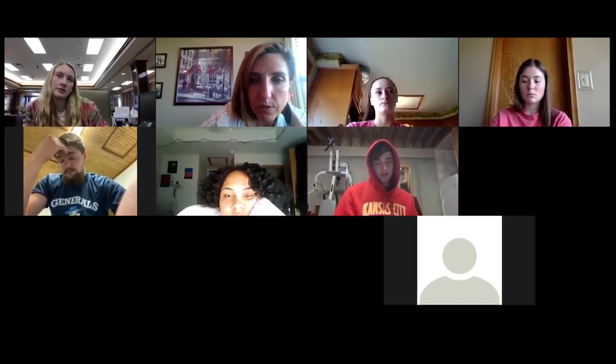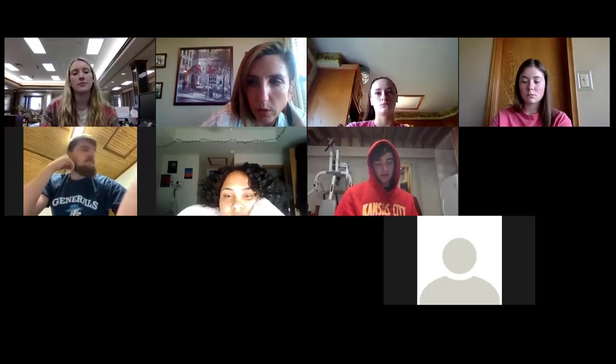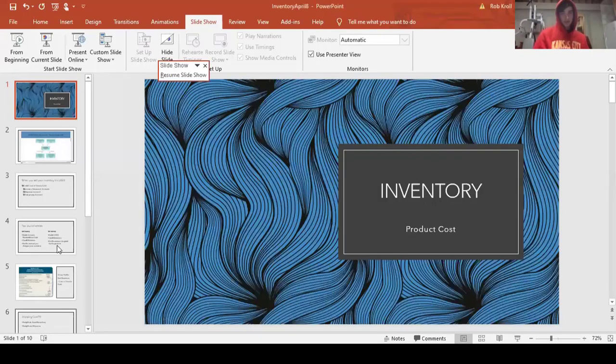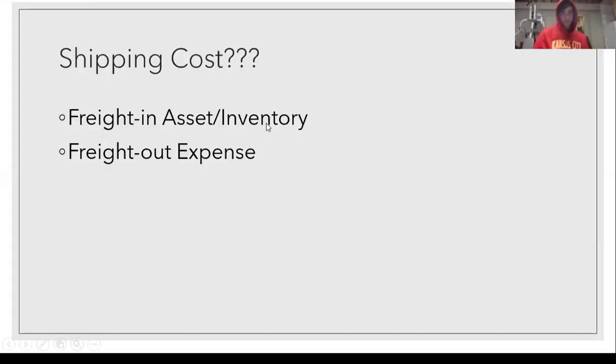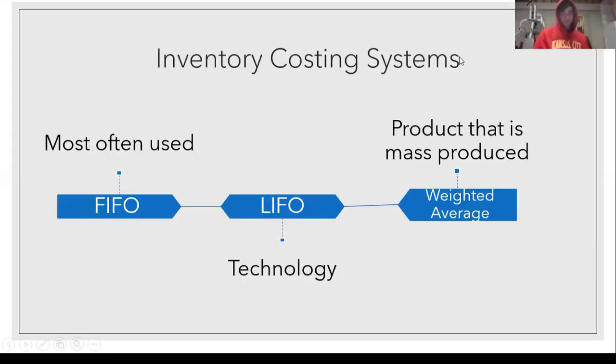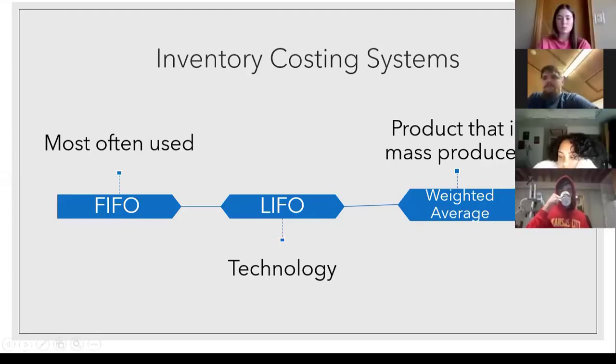So let's finish up the slides real quick, and then we'll have the one more polling question. And we were right here. So inventory costing systems. We have 3 that we're going to cover. Can you see these FIFO, LIFO, weighted average things? Okay, so those things I'm going to give you some demonstrations on in a minute.